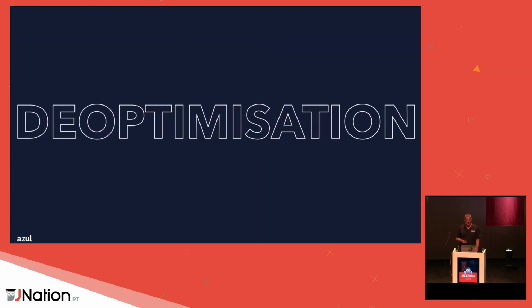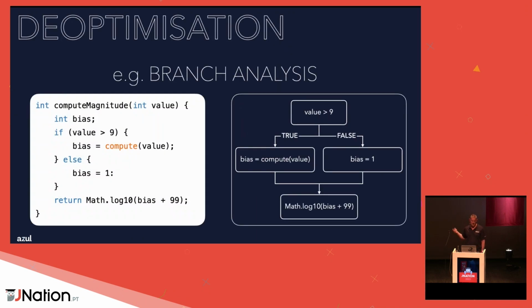If we take a look at de-optimization, we start with some code here on the left side, and on the right, I have some kind of a control flow. So you see there's a method, we pass in a value, we check if the value is greater than 9, and if this is the case, we compute something, and if it's not the case, if the value is not greater than 9, then the bias is equal to 1 in this case, and then we calculate and return the math log to base 10 of the bias plus 99. You don't have to understand the code right now.